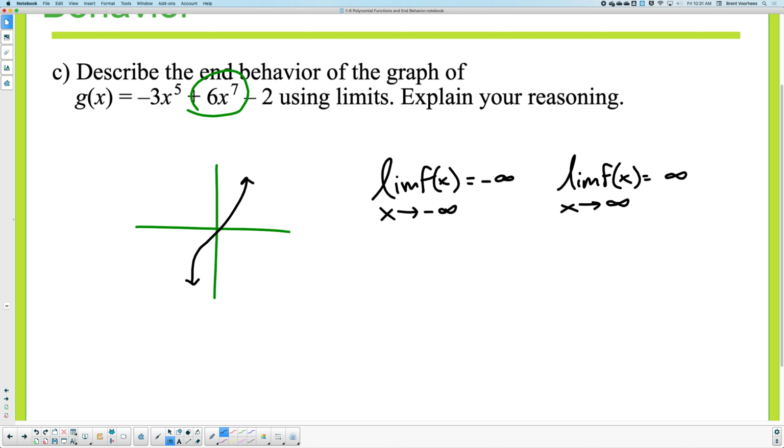All right. Now, the reasoning here, when it says explain your reasoning, it would be the leading term test. Leading term test. LT test. What does LT stand for? Leading term test. You got it. Leading term test.